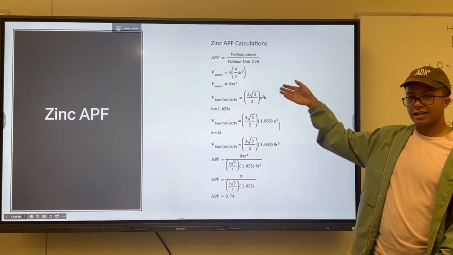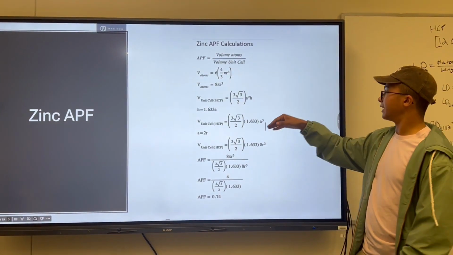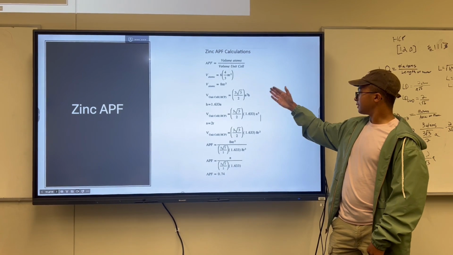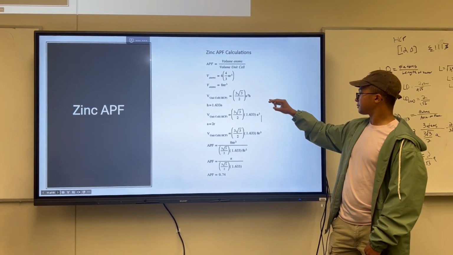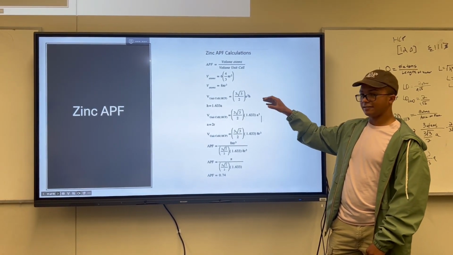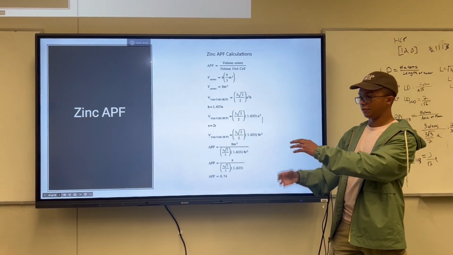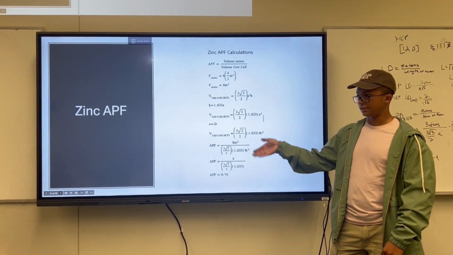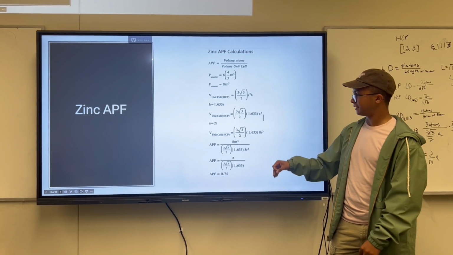And then here's finding the atomic packing factor for zinc. Same thing: volume of atoms divided by volume of the unit cell. But you have to use the area specifically of a hexagon, since it's hexagon shaped, in order to get it. But this also ends up being 74% because it's the max atomic packing factor you can get.